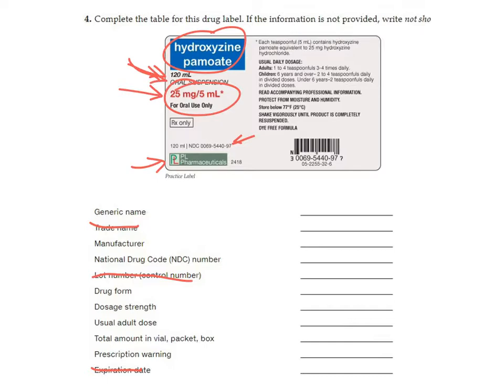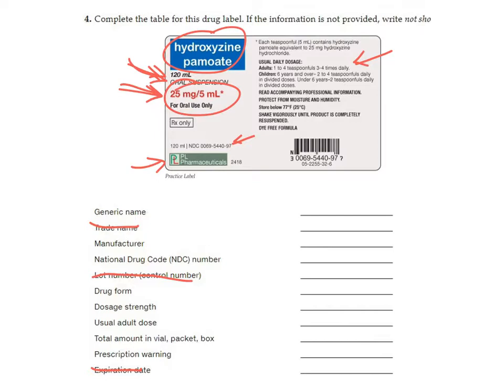The dosage strength, that was the whole purpose of me showing you guys this label as well, is 25 milligrams per 5 milliliters, so that's the entire thing that's listed right there. The usual adult dose does actually tell us on this label that it's 1 to 4 teaspoonfuls 3 to 4 times daily, so that's our usual adult dose.